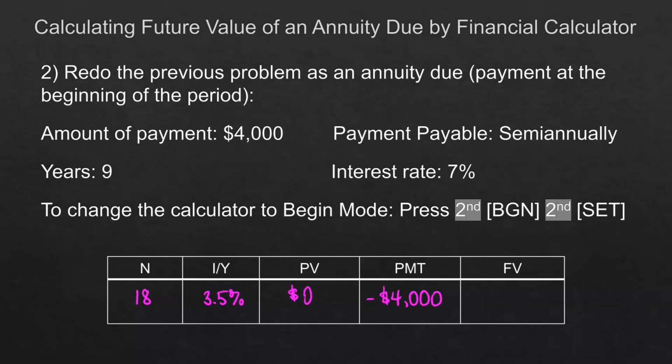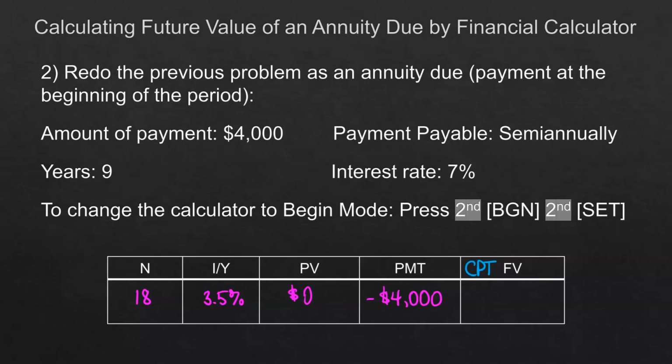Now think about this. At the very beginning, you put in $4,000, so it starts to accumulate some interest because it's already in the account for that first period. So at the end, it does make a difference. We are still going to compute future value. Now let's talk about your calculators. You're going to press second begin, and the begin is above payment.